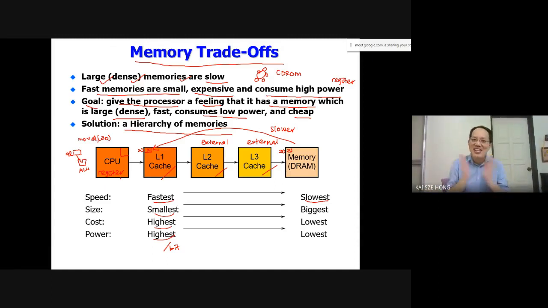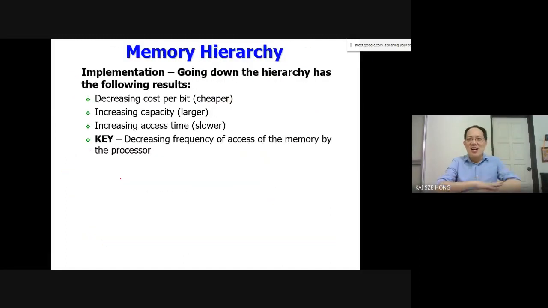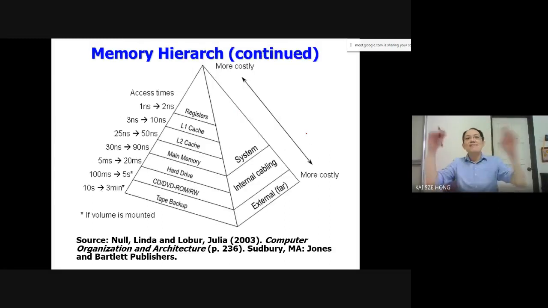Okay, very good. So now let's continue. Implementation: going down the hierarchy has the following results. If you go down the hierarchy, it will be cheaper, larger, slower. The drawback is slower, right? That's not good. This one is very good. So the key is to decrease the frequency of access of the memory by the processor. So this is basically the pyramid, or we call it the hierarchy.